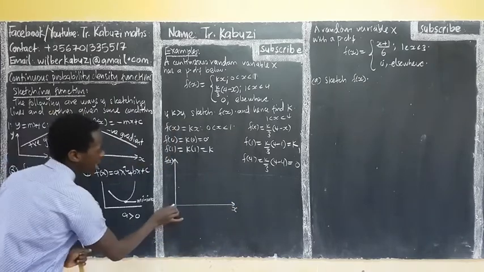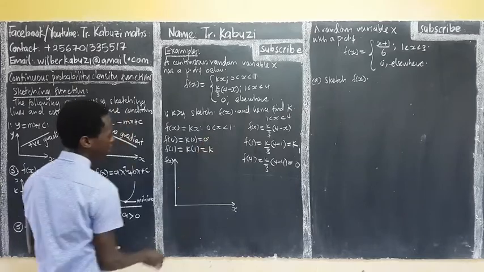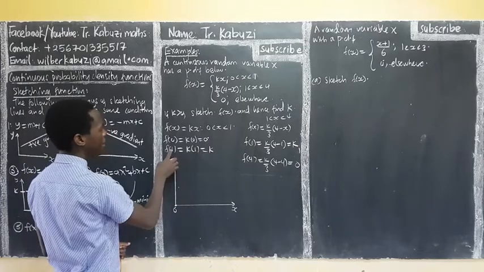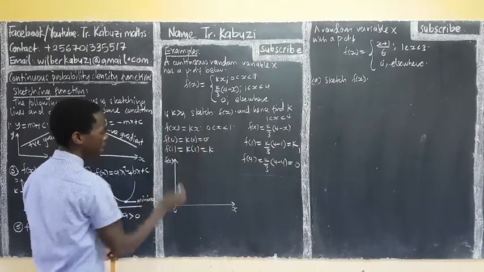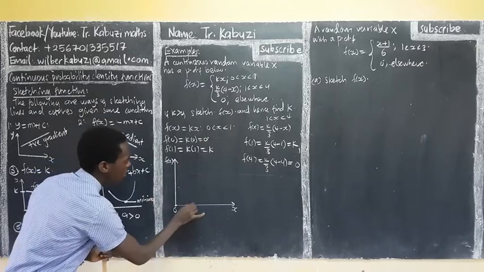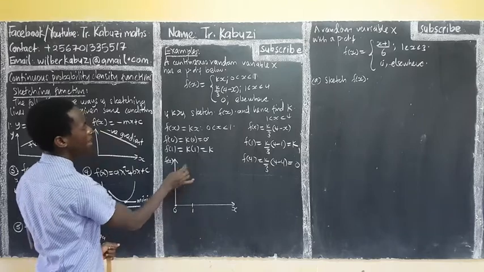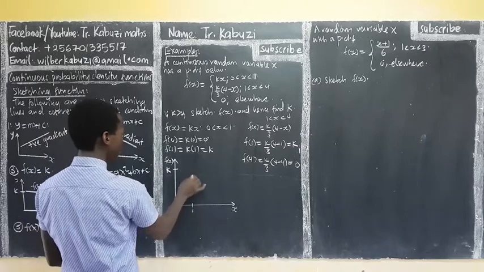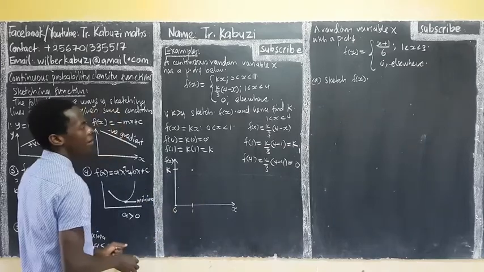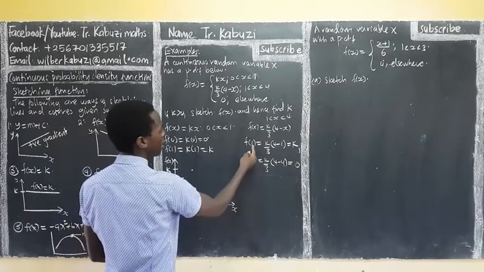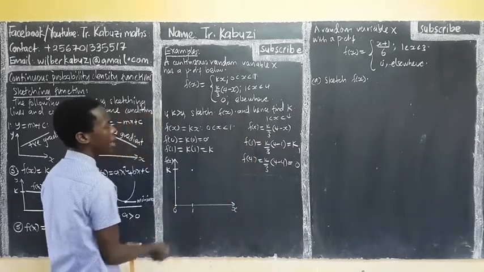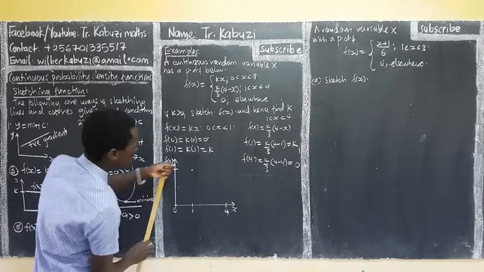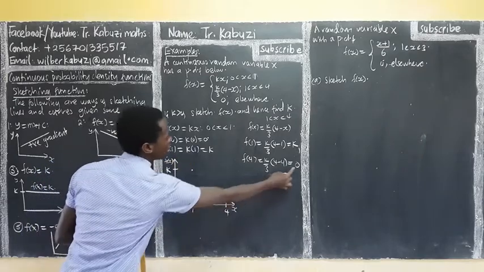So what happens? When x is 0, this function is also 0. When x is 1, somewhere here, this value we have seen is going to be k, assuming this is our k. So when x is 1, our k is going to be there. Then when x is 4, the function is 0, it's somewhere here.